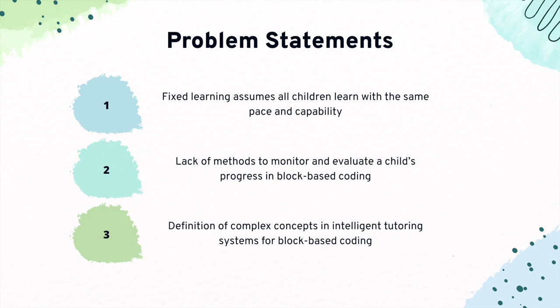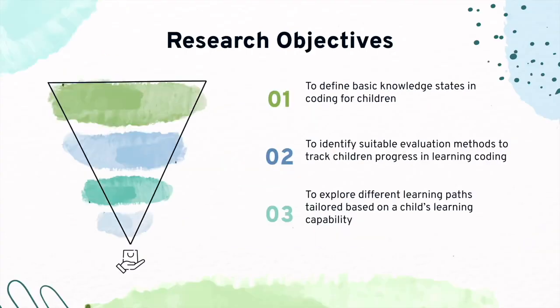There are 3 problem statements which I have considered in my research. The first one is that fixed learning assumes all children learn at the same pace and capability. The second problem statement is the lack of methods to monitor and evaluate a child's progress in block-based coding. And the third problem statement is the definition of complex concepts in intelligent tutoring systems for block-based coding.